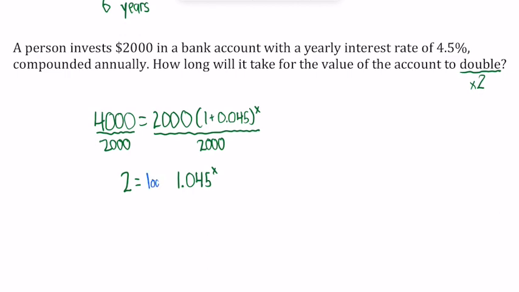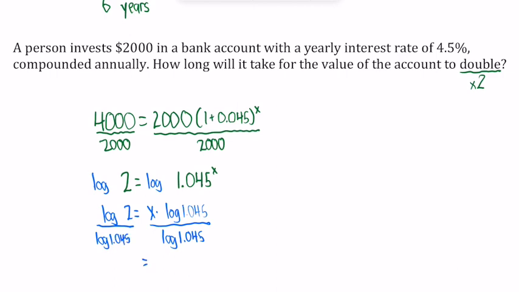Now I take a logarithm of both sides. I pulled the exponent out to the front of the right side, and I have the logarithm of 2 equals x times the logarithm of 1.045. Divide both sides by the logarithm of 1.045. And on the right side now, all we'll have is x.